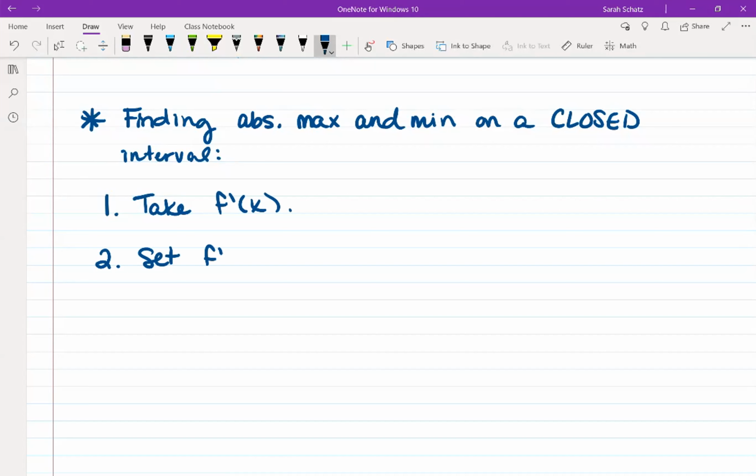Step 2, I set the first derivative equal to 0. You guys, this is how I'm going to find critical points. Sorry. All right, so I'm going to find the critical points just like I did in 12.1, just like I did in 12.2. The only thing is I only have to consider a certain amount of my critical points. So in step 3, I find the critical points that actually are on my interval.